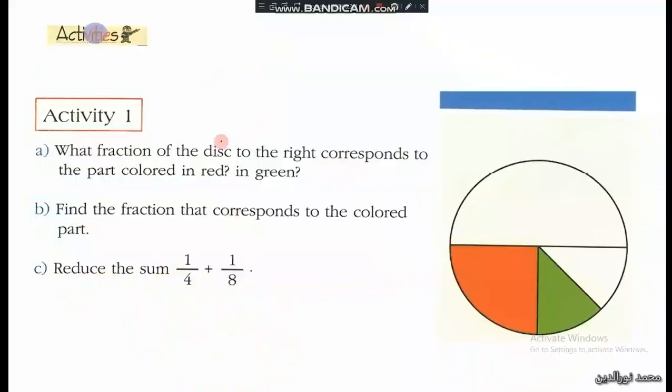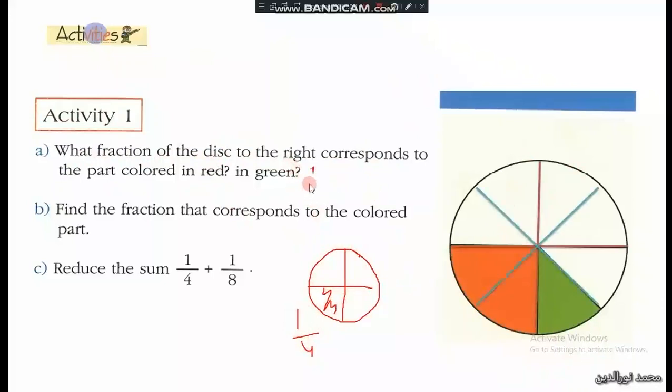So first of all, let's do the activity. The activity says: what fraction of the disk to the right corresponds to the part colored in red? So if I want to see what this red part represents of the circle, I will draw it here on the side. We notice this is the part colored red. It is one part out of 1 2 3 4. It's 1 over 4.